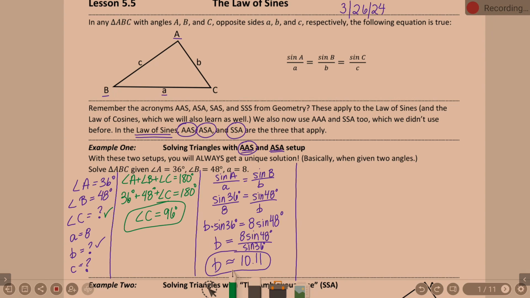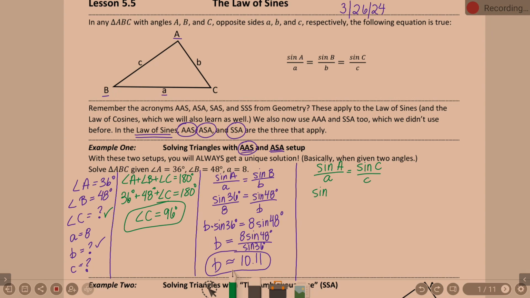Now, do you have to use rounded values sometimes? Sometimes. But if you can avoid it, avoid it. So, yes, I would set this up. I would go back and use sine of A over side A, and then this time, sine of C over side C. Okay, so just pick the 2 pieces you need.